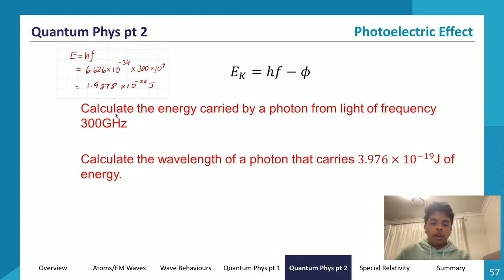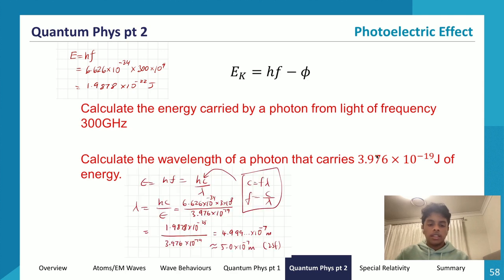Now let's calculate the wavelength of a photon that carries 3.976 times 10 to the power of negative 19 joules of energy. So how do I do that? Well, I write down E equals hf again, and now I change f into c over lambda, because c, which is the speed of light, is equal to f lambda. So if I rearrange this equation, I get f is equal to c on lambda, and I can sub that into this equation to get E is equal to hc on lambda. Then I isolate lambda because that's what I'm trying to find. So I get lambda is equal to hc on E.